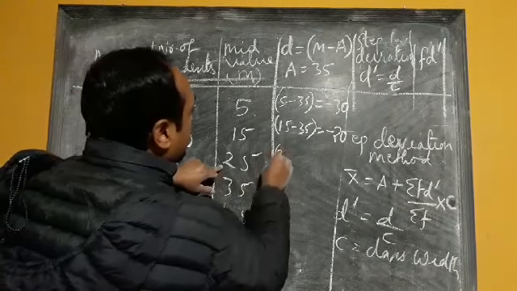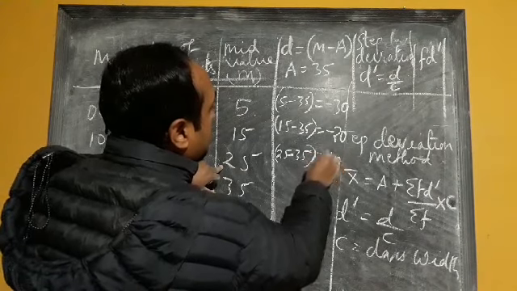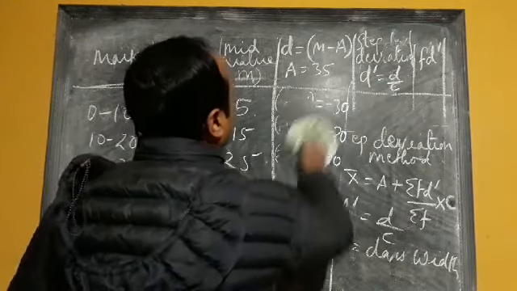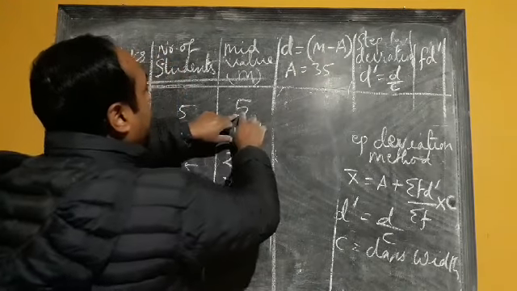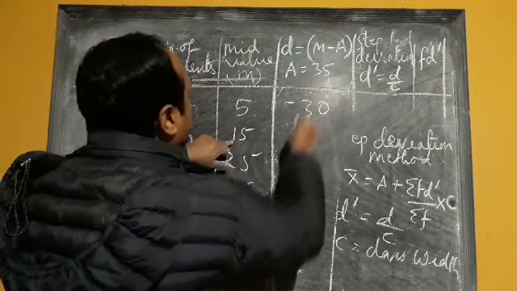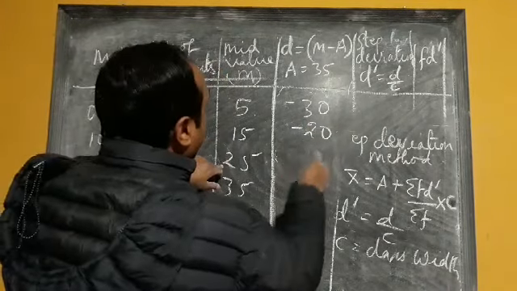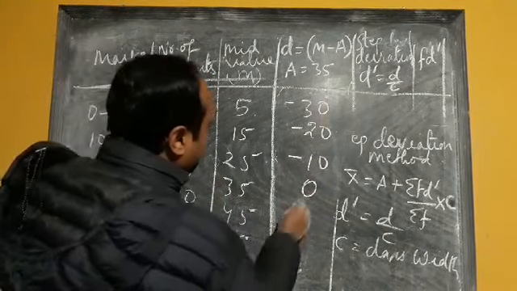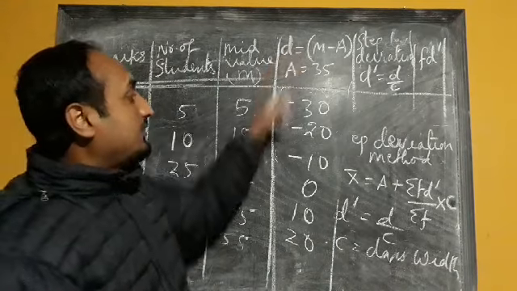Next, 25 minus 35 gives minus 10. Now I'll write the values directly. 5 minus 35 is minus 30. 15 minus 35 is minus 20. 25 minus 35 is minus 10. 35 minus 35 is 0. 45 minus 35 is 10. 55 minus 35 is 20. So we have calculated the value of d.